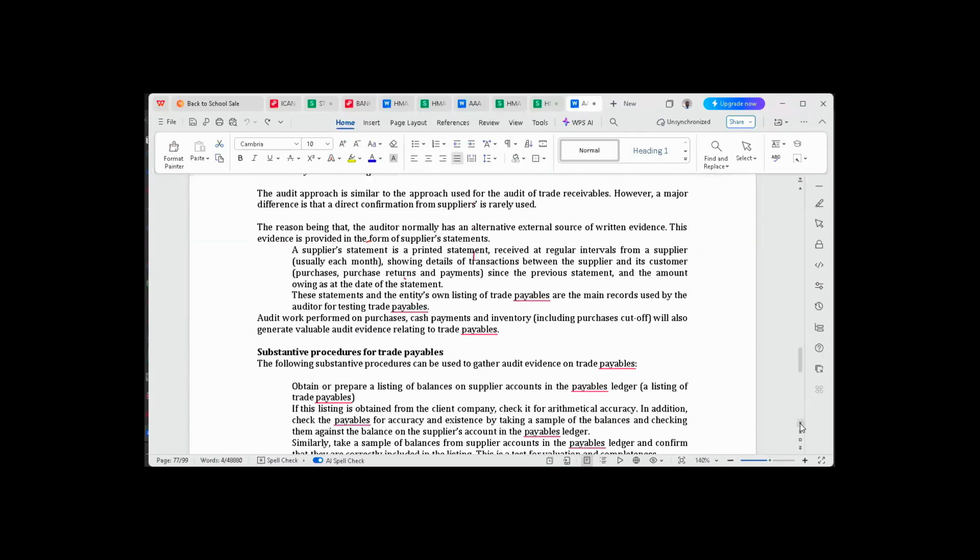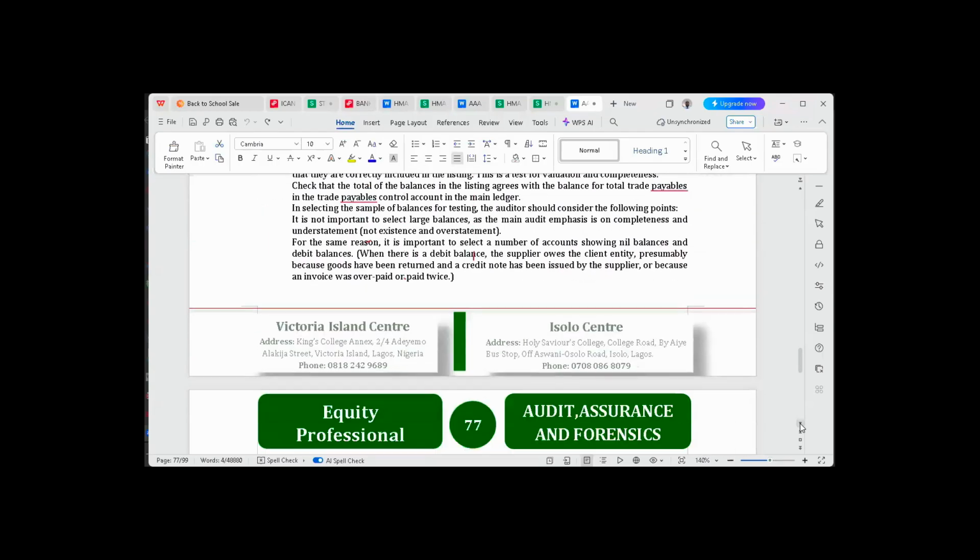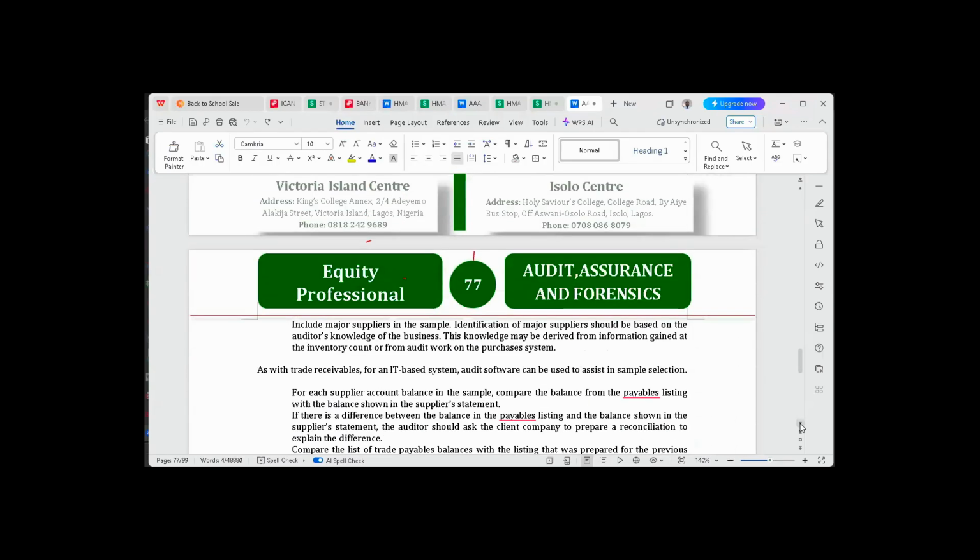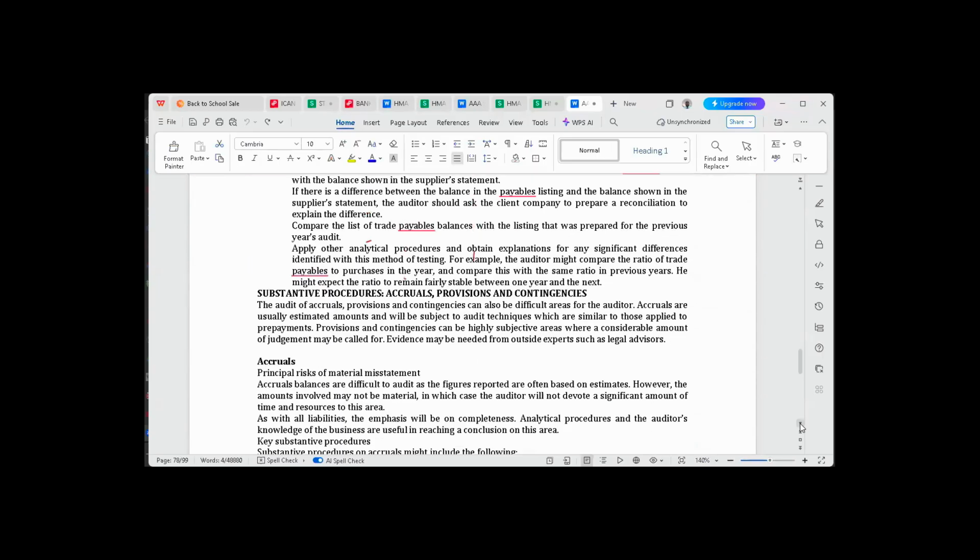Any question? So with this, we are done with the substantive procedure for my own part. The other facilitator will look at the introductory aspect of substantive procedure and this aspect, trade payables, okay? Does anyone have any question?